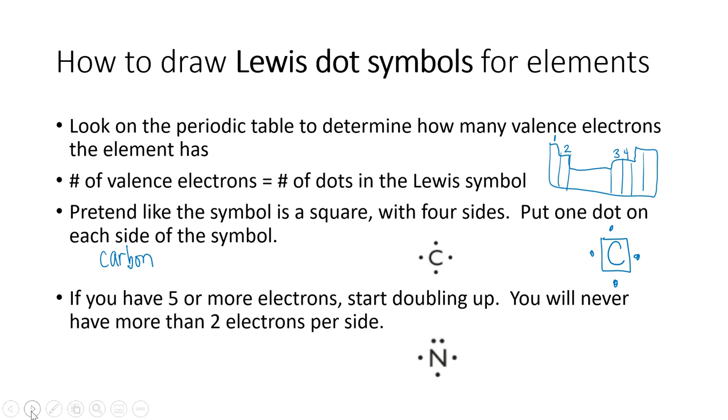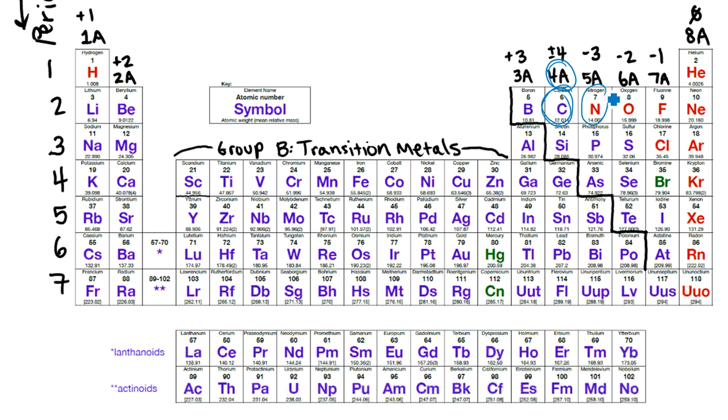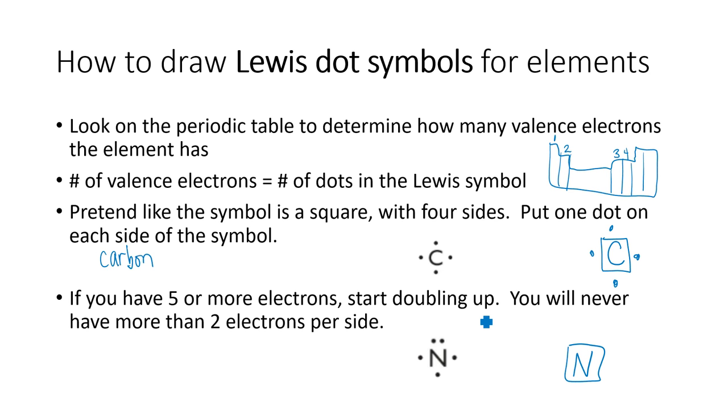So let's look at an example of this. If you look at nitrogen, nitrogen is right here. It is in column 5, so it's going to have 5 valence electrons. It's going to have 5 dots in the structure. So I'm going to write down the symbol for nitrogen, which is N, and treat this symbol as if it were a box. Since it has 5 valence electrons, it's going to have 5 dots. I'm going to put 1 dot on each side, 1, 2, 3, 4, and then I'm going to start pairing up electrons. If I've got 5 or more, I'm going to end up with a pair of electrons on at least one side. When you have 2 electrons together, we call that a pair.